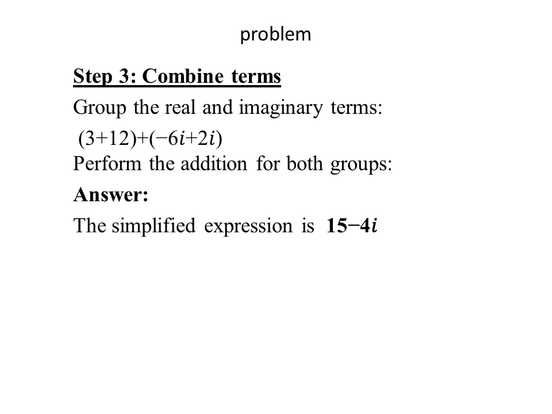In this step, we group the real and imaginary terms. This gives (3 + 12) + (-6 + 2)i. And here we perform the addition. The answer is 15 - 4i.